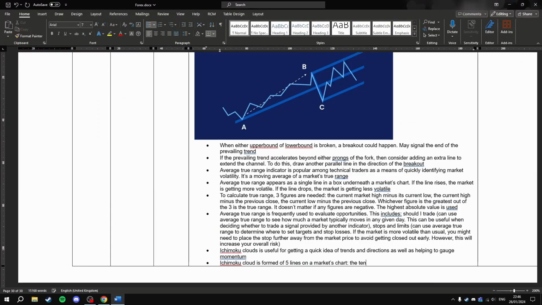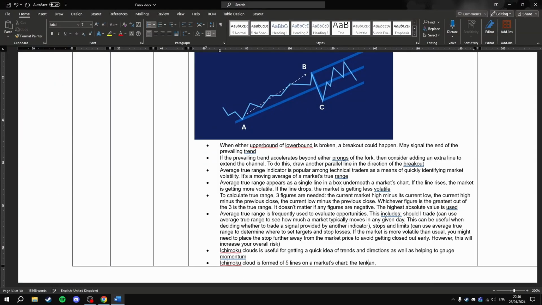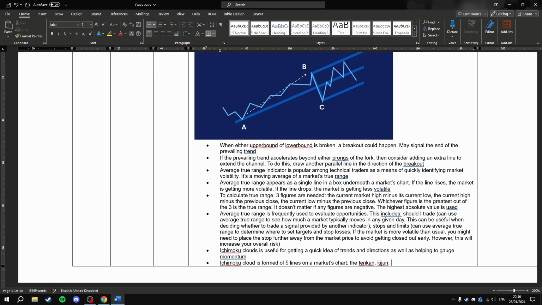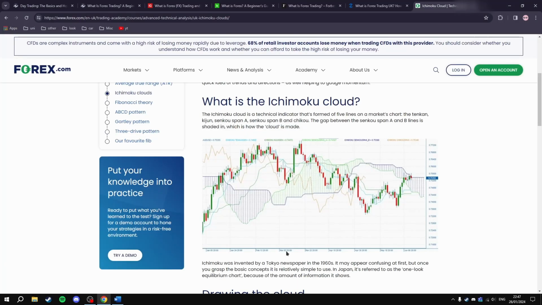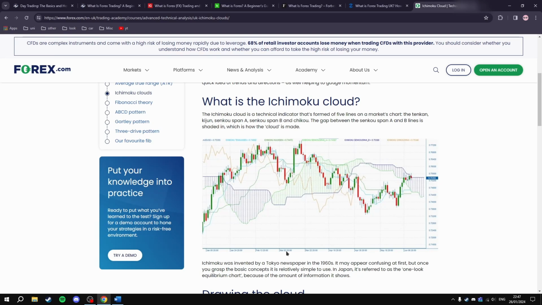The Tenkan, not Tankan, Tenkan, Kijun, Senkou Span A, Senkou Span B, and Chikou. The gap between the Senkou Span A and B lines is shaded in, which is how the cloud is made.